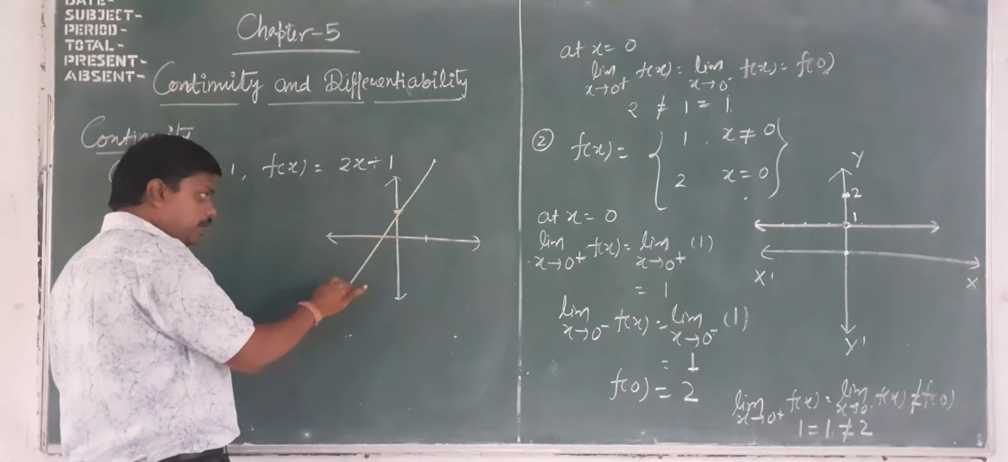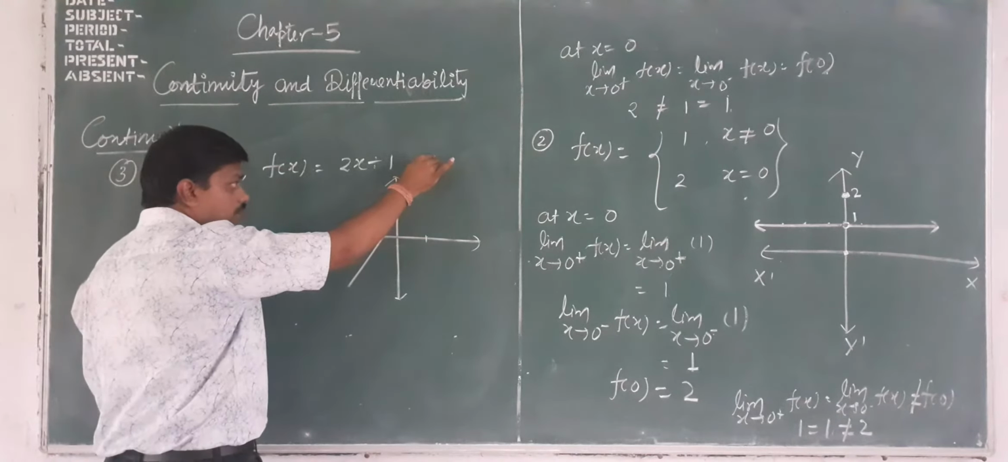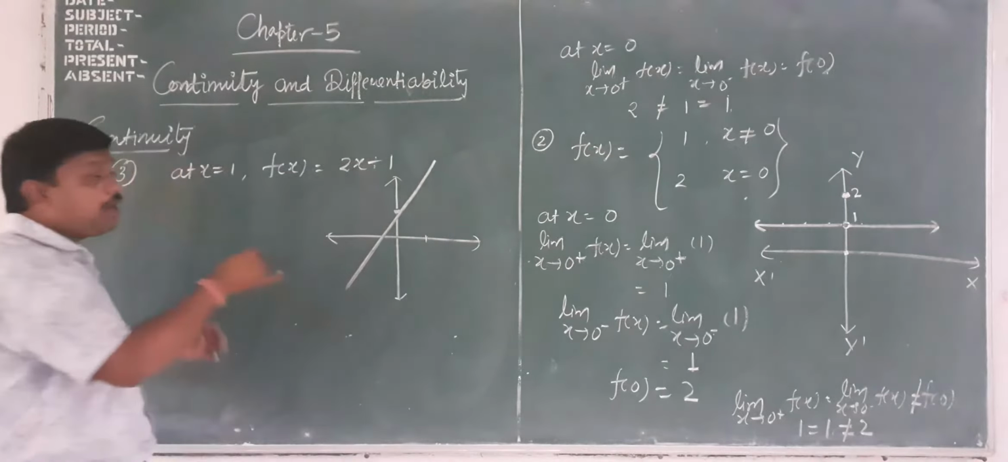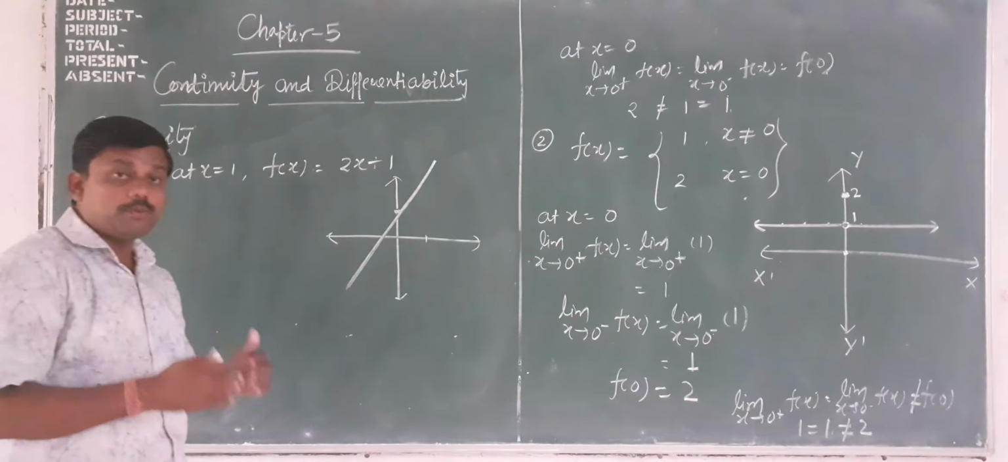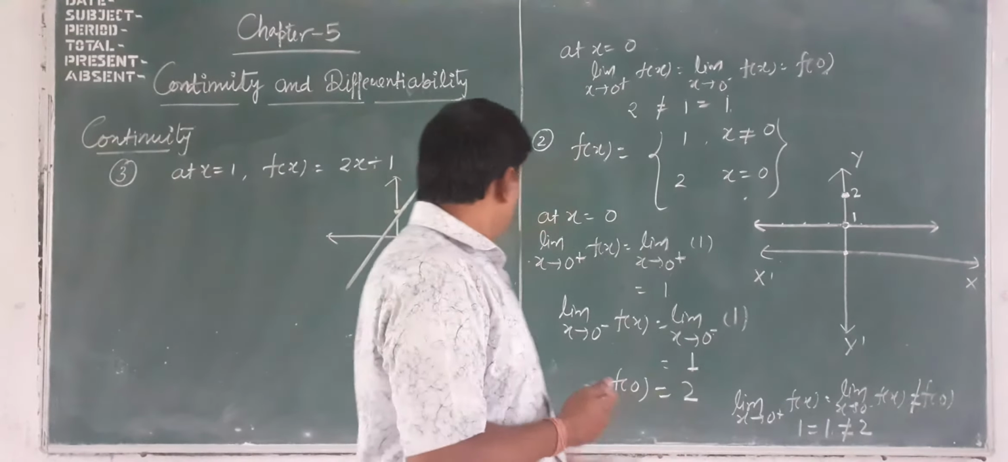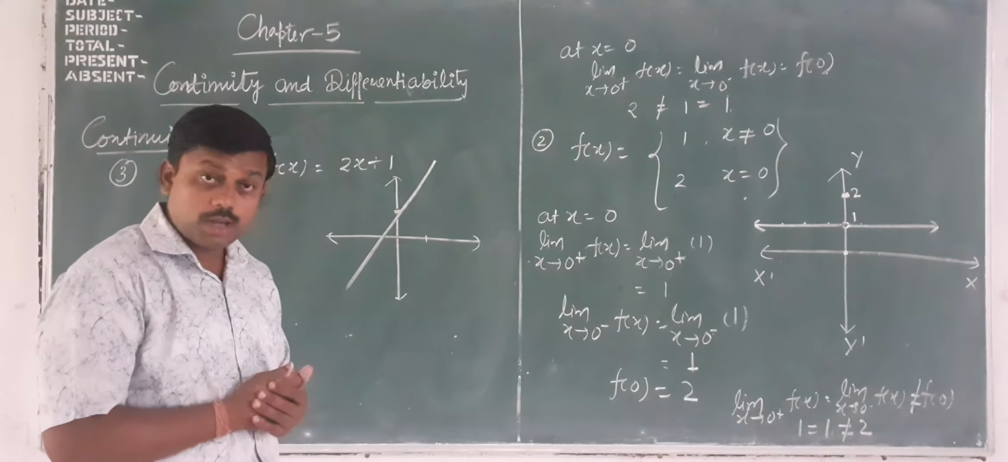It means we can draw the graph of this function without lifting the pen from the paper. So this is continuous. How is it possible?